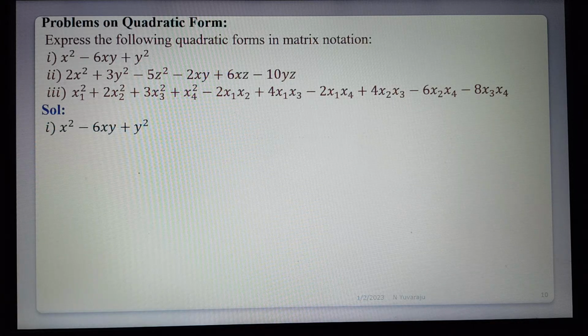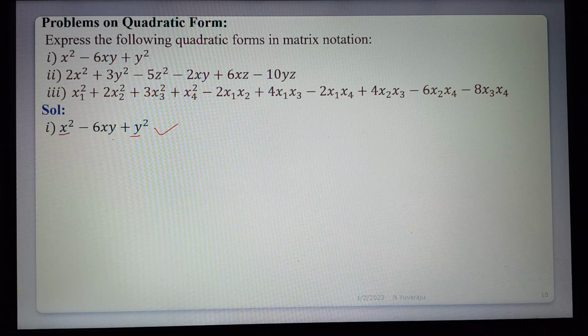Solution. First, a quadratic form in two variables, x and y. To write the coefficient matrix, the diagonal elements must be the coefficients of the squares of the variables. Here the squares are x square and y square. What are the coefficients? 1 and 1. So the diagonal elements of the coefficient matrix are 1, 1. Next, the coefficient of xy is a12 plus a21.